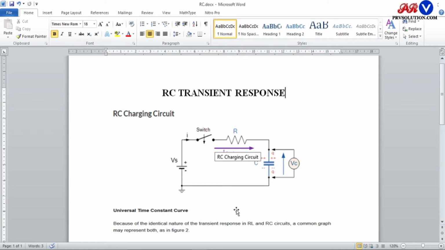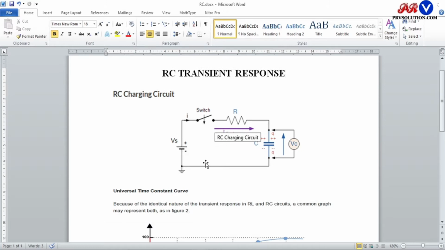So in this video lecture we will study RC transient response. We have studied RL transient response in the previous video. So now we will study RC transient response. Here, instead of the inductor, we will use a capacitor. We will use the same circuit, the only difference is that a capacitor is used in place of the inductor.